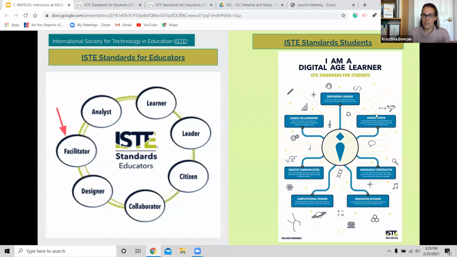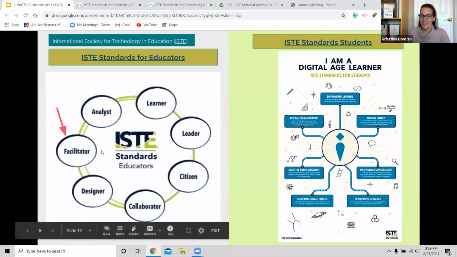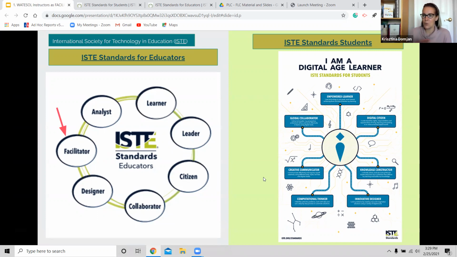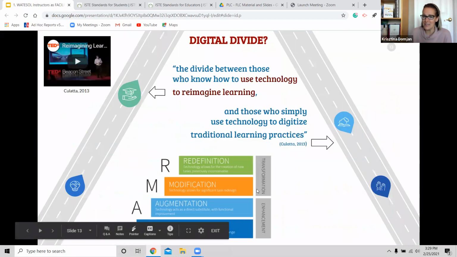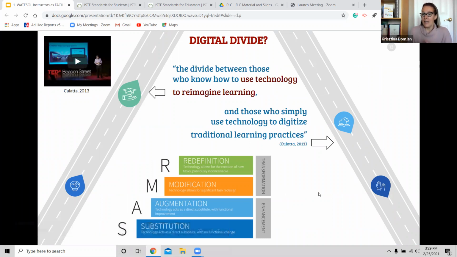And so today we're focusing on being a facilitator, and that's why I pointed at that standard as well. Throughout the webinar series, we will cover all 7 standards, and facilitator is one of them. Now, facilitating, and of course, today we will be focusing on facilitating class discussions. But before we get there, just a few more slides.